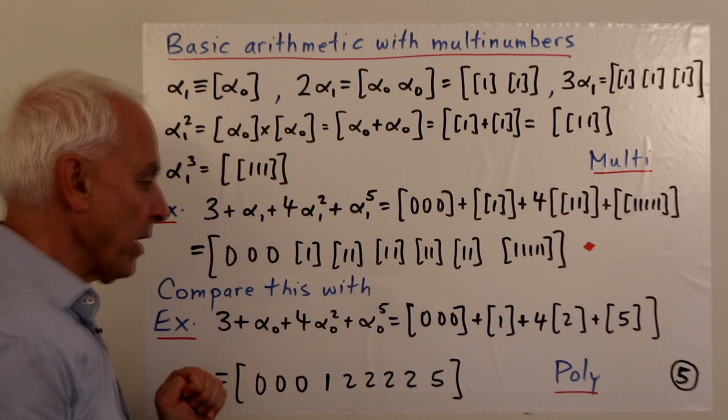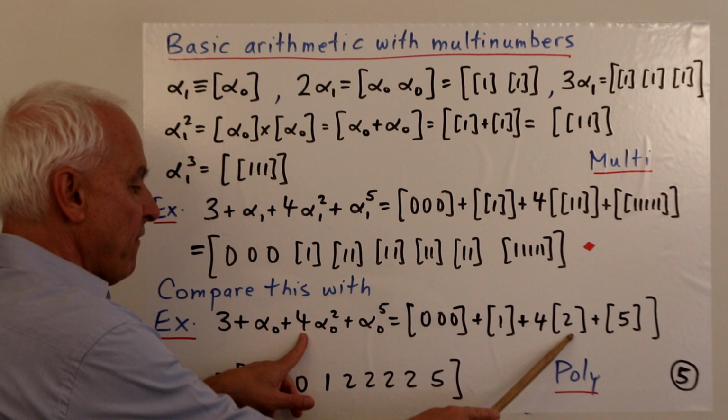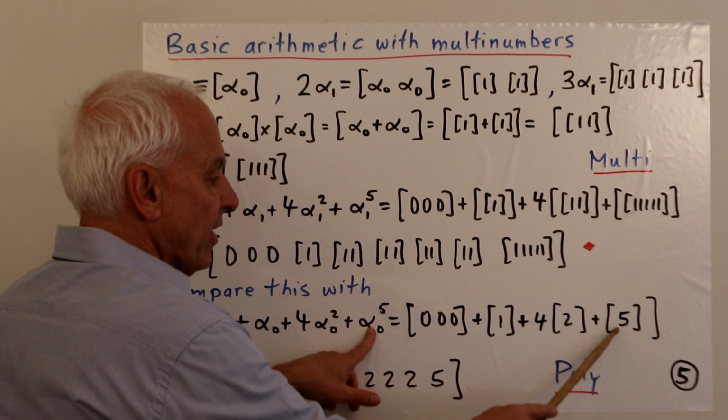So the 3 is still 0, 0, 0. The alpha 0 now is just mset 1. The alpha 0 squared is mset 2. We have 4 of them. And the alpha sub 0 to the 5th is mset 5.